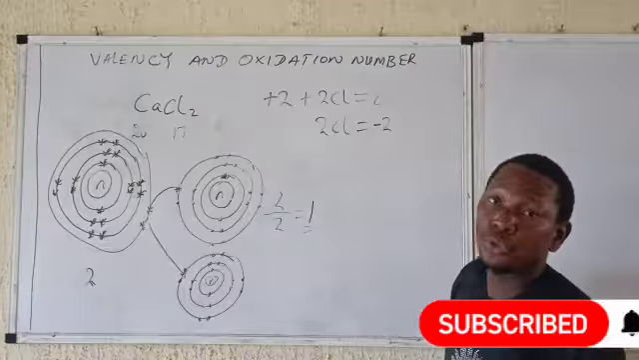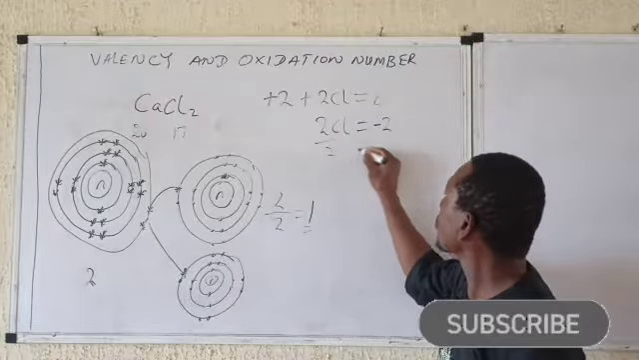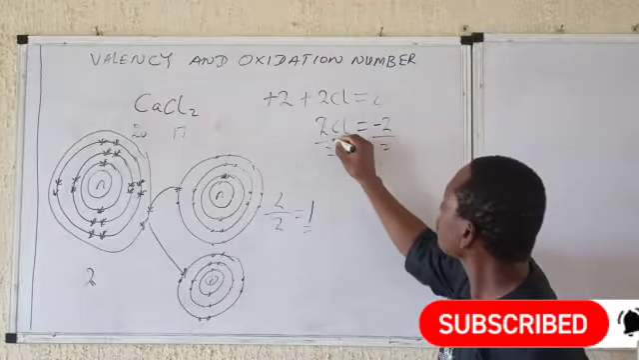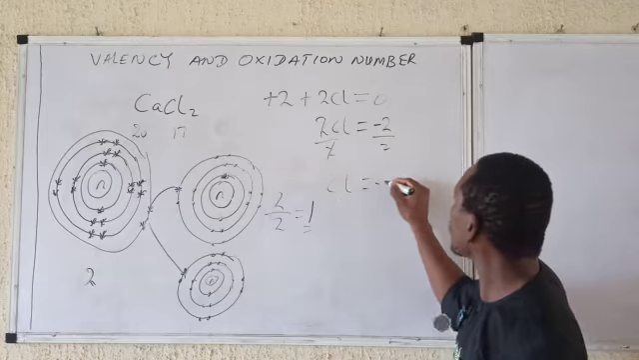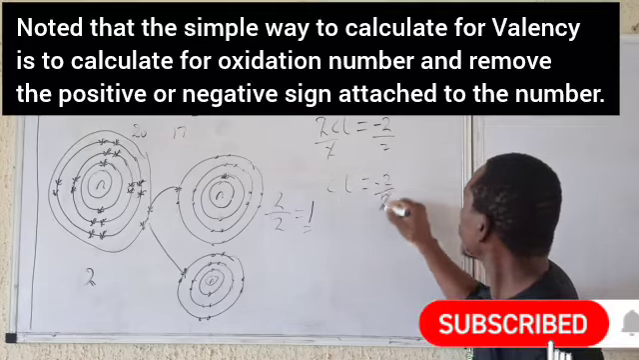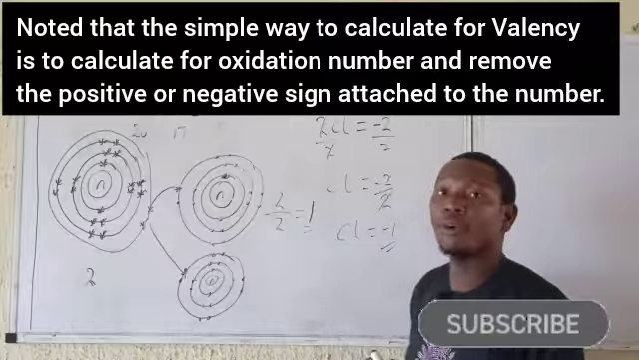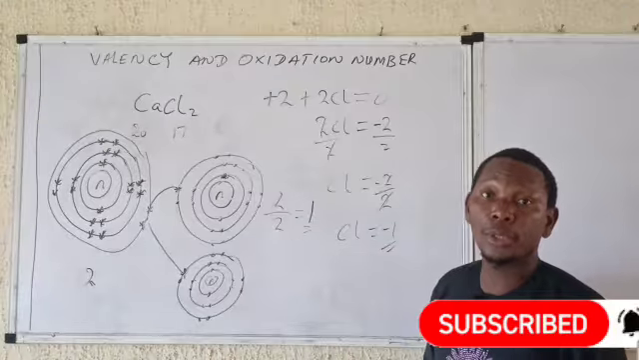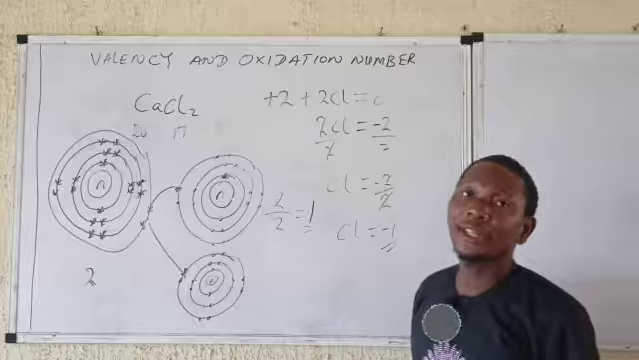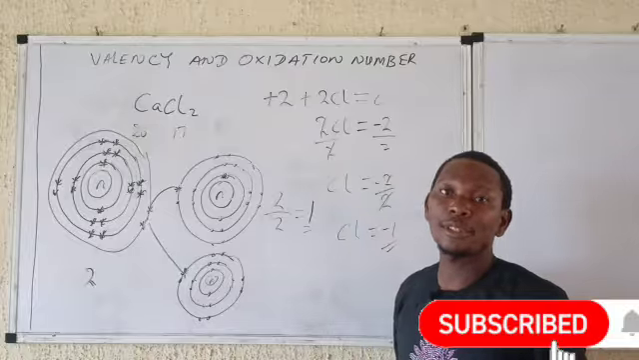2 chlorine equals to -2. Divide both sides by 2. So this here over 2, this here over 2. This cancels this. Now I have Cl is equal to -2 all over 2. Now I have Cl is equal to -1. So the oxidation number of chlorine here is still -1. Please take note of this. It's a very simple concept.